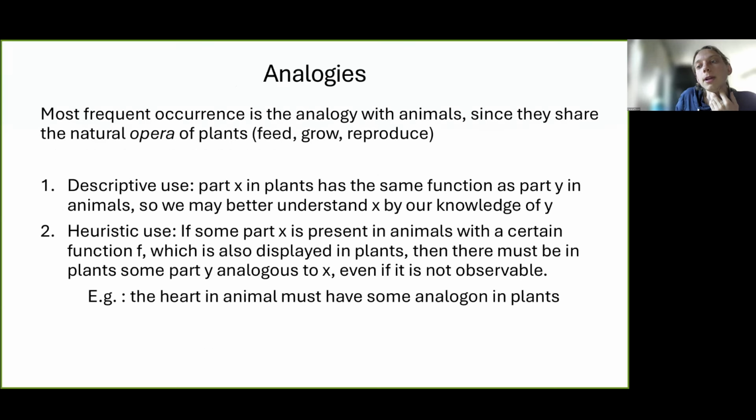Now, a few words also on something very prevalent in the first book of the De Plantis, namely analogies. Although Cesalpino conceived finality as a real orientation of nature and not as an image or as a heuristic device, he still often used analogy to describe and to explain plant functioning. The most common analogy is the analogy with animals, which is a very classical analogy.